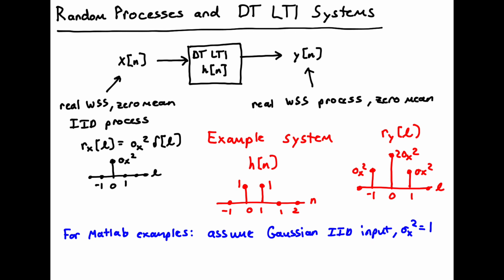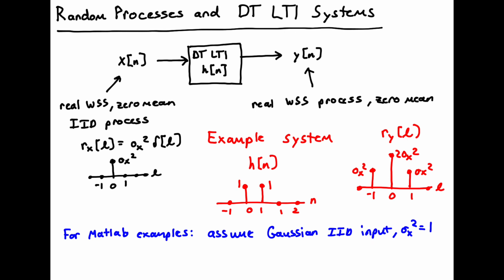So in the previous video, we considered a real wide-sense stationary zero mean IID process going into a discrete time LTI system. So the input autocorrelation was just sigma x squared delta of l, where sigma x squared is the variance of the noise going in. And we ran it through an example system, which was this simple FIR system, which has an impulse response that's equal to 1 at 0 and 1 at 1 and 0 everywhere else. So it's a 2-point finite impulse response system.